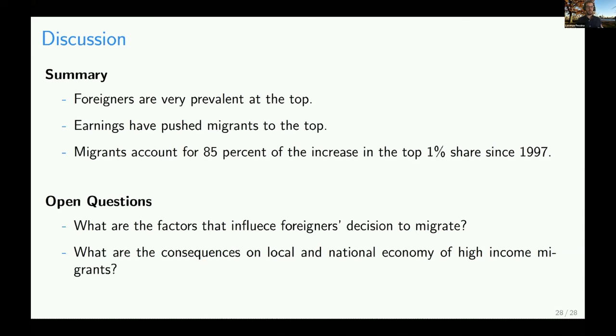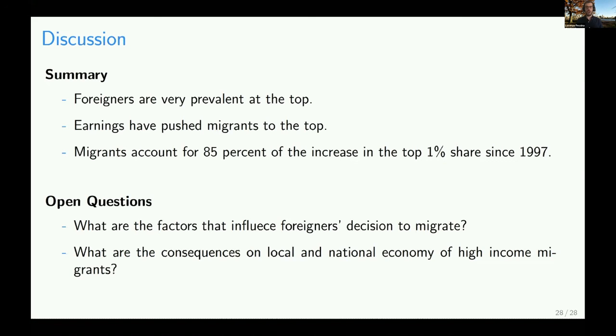We also find that migrants account for a large share of the increase in the top 1% share in the UK since 1997. Now, these results are quite relevant for policymakers as well, as the composition of individuals at the top has changed. The response of individuals at the top to, for example, tax policies might also have changed.